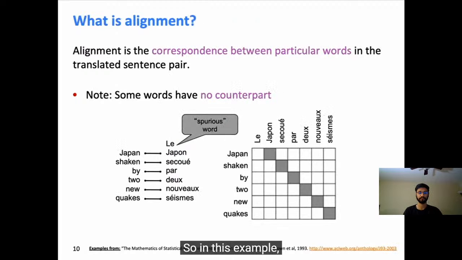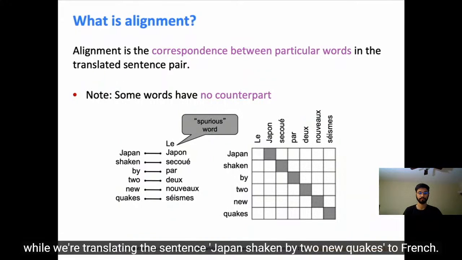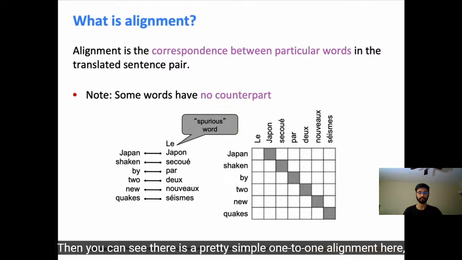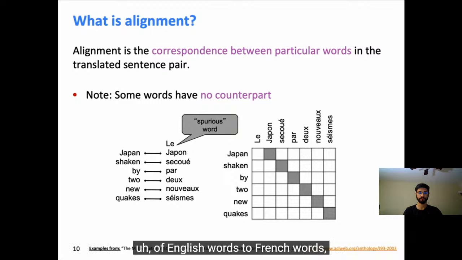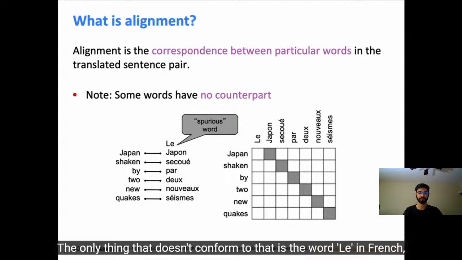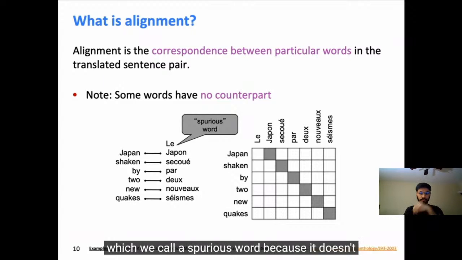So in this example where we're translating the sentence Japan shaken by 2 new quakes to French, then you can see there's a pretty simple one-to-one alignment here of English words to French words, and also they appear in the exact same order. The only thing that doesn't conform to that is the word le in French, which we call a spurious word because it doesn't have a direct counterpart in the English sentence. And that's because in English we just say Japan, but in French we say le Japon.